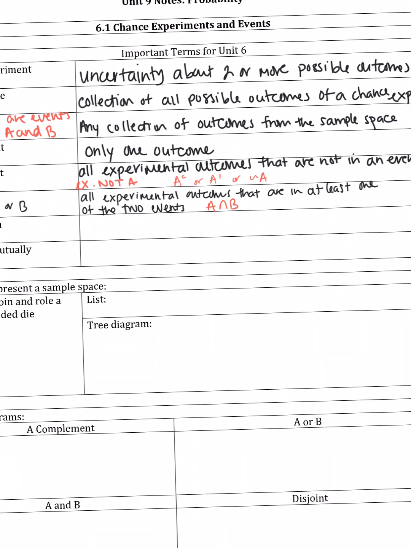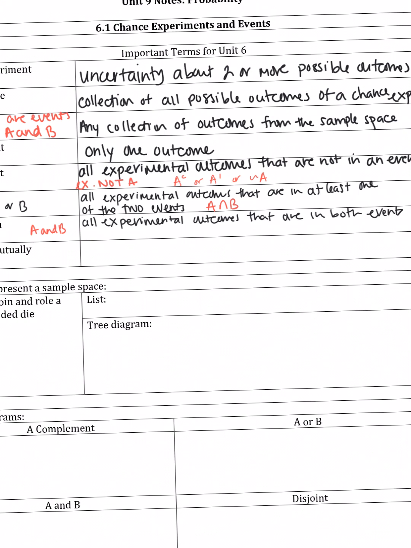Intersection means A and B. So this is all experimental outcomes that are in both events. So it has to be an A and B.